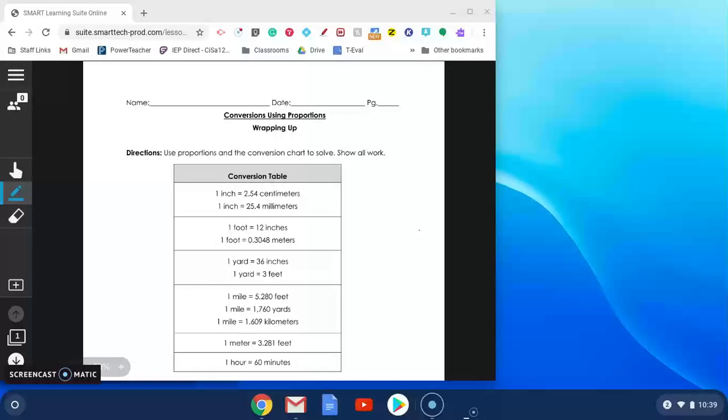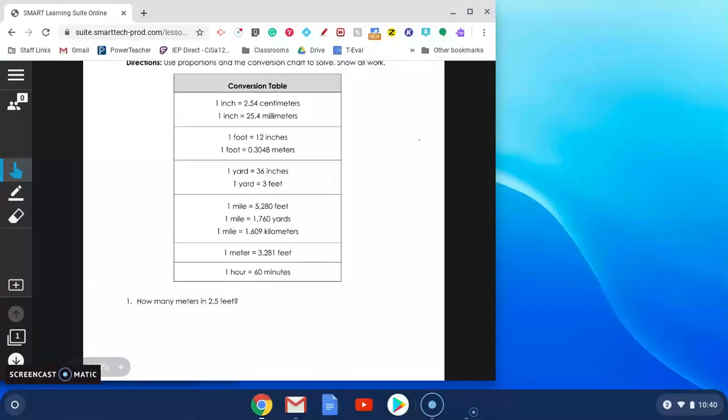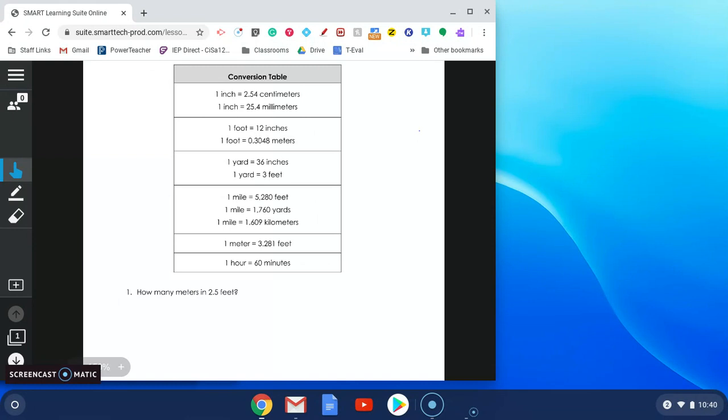All right, you guys, today's our last day of solving proportions to make a conversion. So this is page 32, conversions using proportions, wrapping up. Today's worksheet is 8 problems, and it starts off like all the other worksheets. It gives you a conversion table. I just want to discuss one thing before you start, okay?